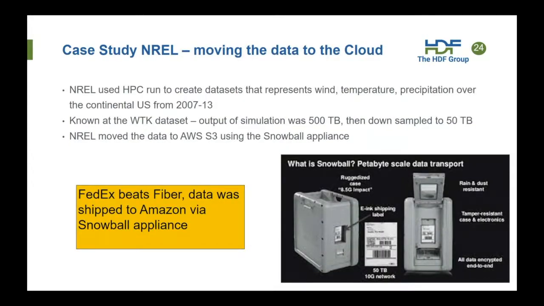So if you've ever tried copying 50 terabytes across the public internet, it doesn't work very well. They used this device from Amazon called Snowball, and basically it's a briefcase, and you attach it to your local servers, and then you put it on a UPS truck, and it goes off to an Amazon data center where they unload the data to S3.